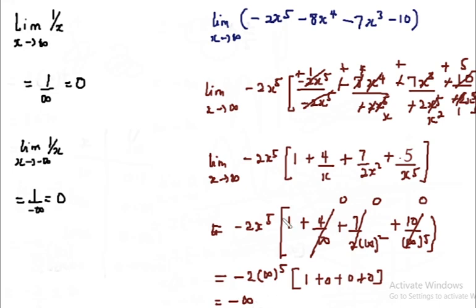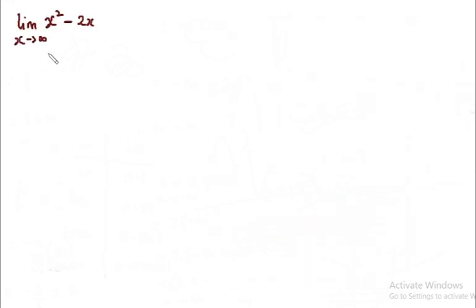So let's look at another polynomial problem. This is another polynomial example. Now you can pause the video and solve this one yourself. Like we did before, we look at the function we are given. The function we are given here is x squared minus 2x. Since this is a polynomial, let's factorize the term with the highest degree.